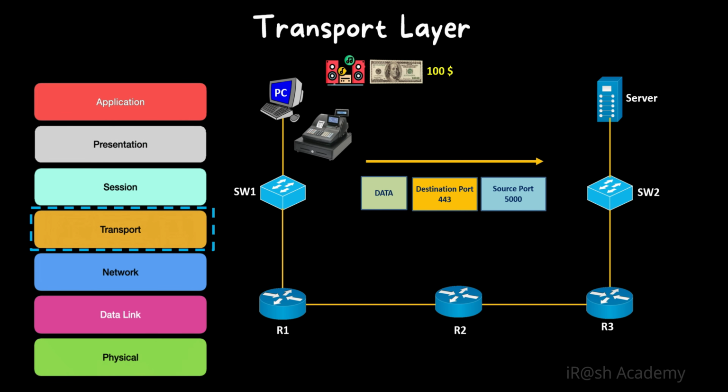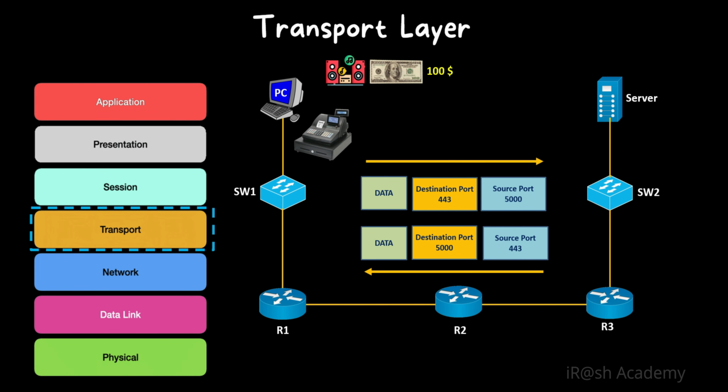And when the server responds to this query, it sends the data back to the client along with the information of destination port 5000, because it received the query from port number 5000. That is the session from that client machine, so the response should go to that exact port number. And the source port is 443.